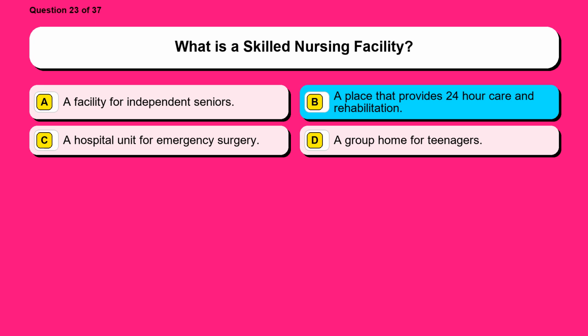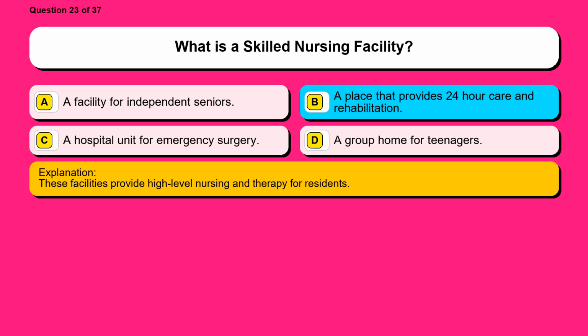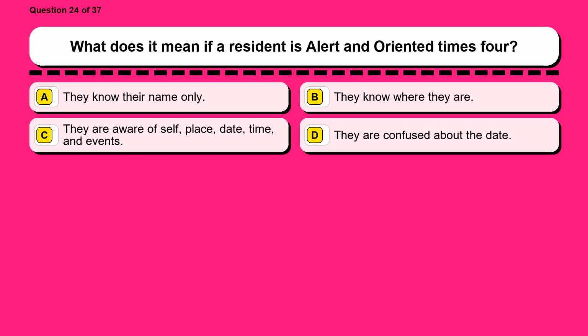The correct answer is option B, a place that provides 24-hour care and rehabilitation. These facilities provide high-level nursing and therapy for residents. Question 24. What does it mean if a resident is alert and oriented times 4?